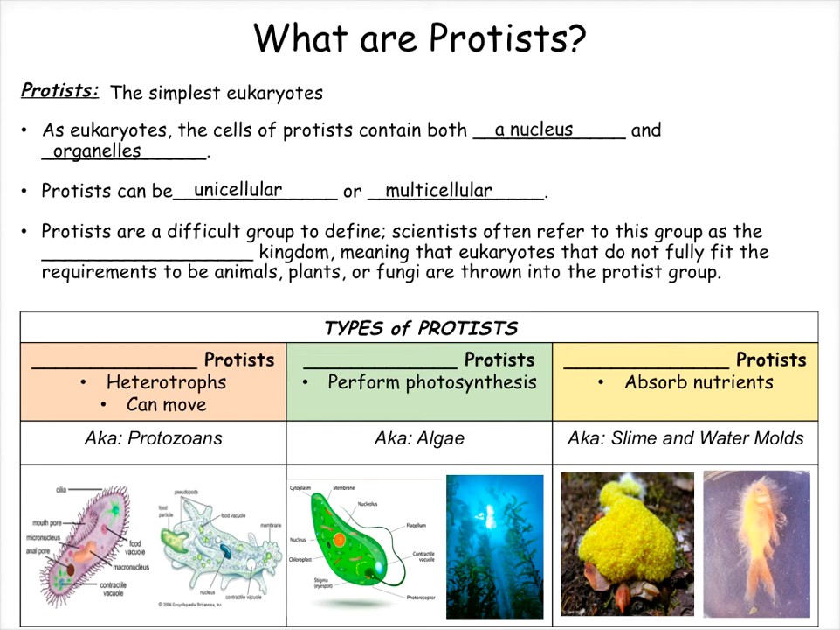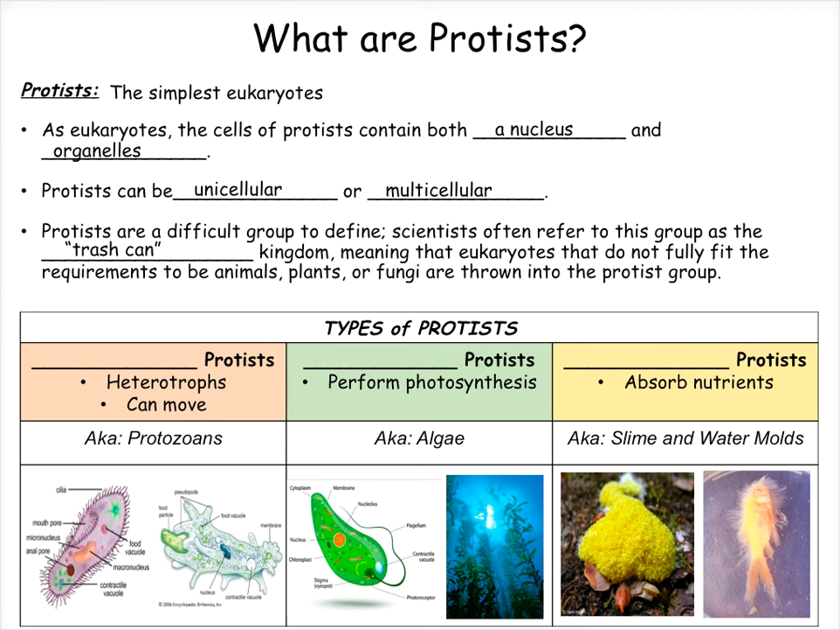In fact, scientists often refer to this group as the trash can kingdom, meaning that eukaryotes that do not fully fit the requirements of the animal kingdom or the plant kingdom or the fungal kingdom are actually thrown in together into this protist group.